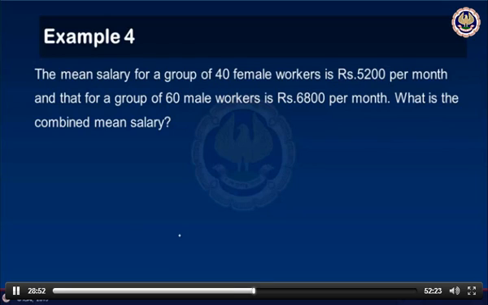Now we are going to discuss an example, that is a combined average. The problem is related to combined average. The mean salary of a group of 40 female workers is rupees 5,200 per month, and that for a group of 60 male workers is rupees 6,800 per month. What is the combined mean salary? Students, please note down, the example is related to the combined average. Normally from the examination point of view also, this is a very important sum.